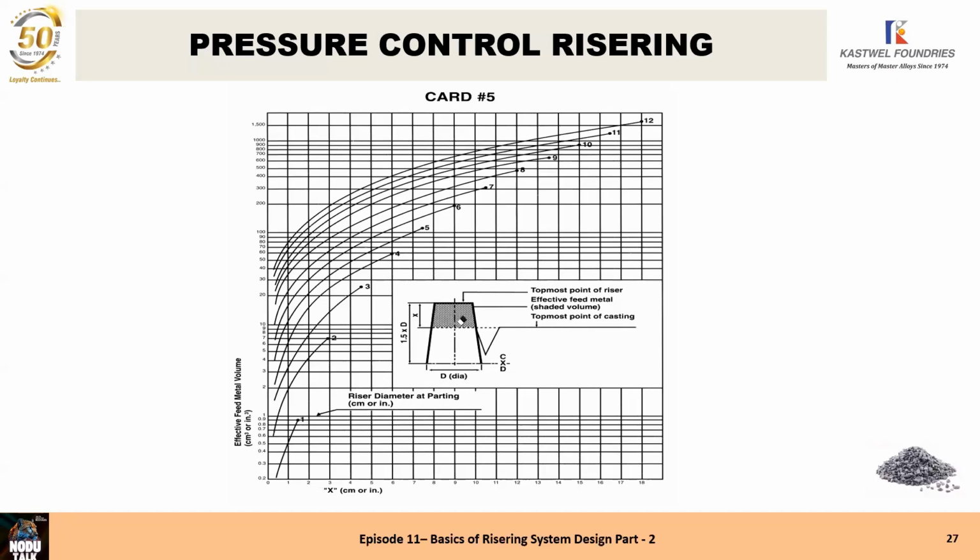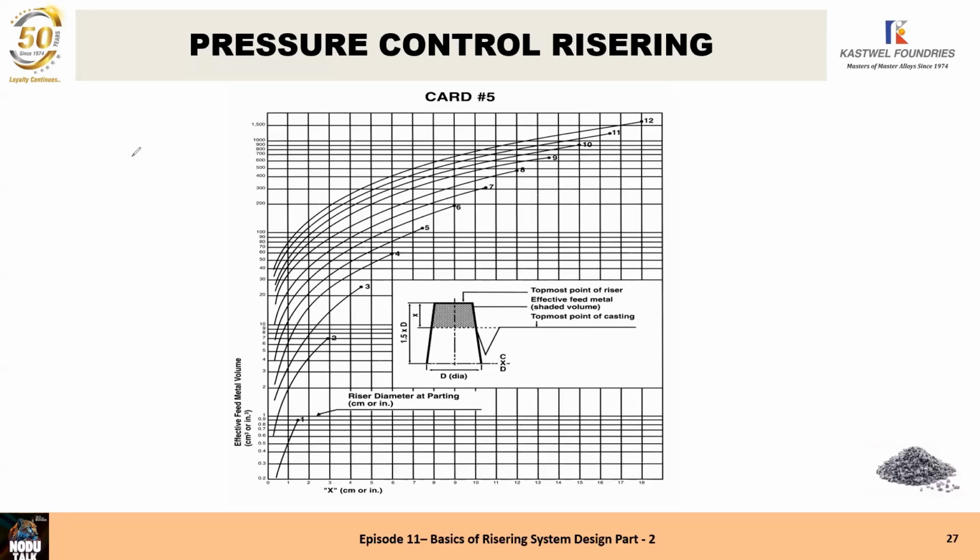For all riser calculations, I normally take 5% of the poured weight of the metal in the mold as the feed metal required for the casting. People talk about 3 to 5%. I normally take 5% to be on the safer side. 5% of the liquid metal weight of the mold is the weight of the metal required for feeding the shrinkage in the casting. Once you get the feed metal weight, you can get the feed metal volume from this graph.